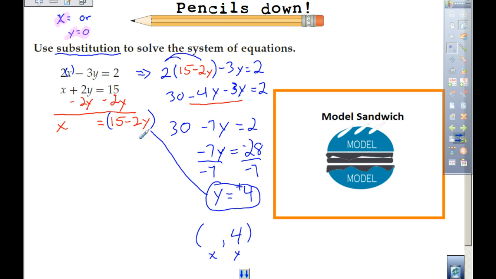Alright, plug it back in to our other equation here. 15 minus 2 times y, which is 4. Now, I know 15 minus 8 is 7.